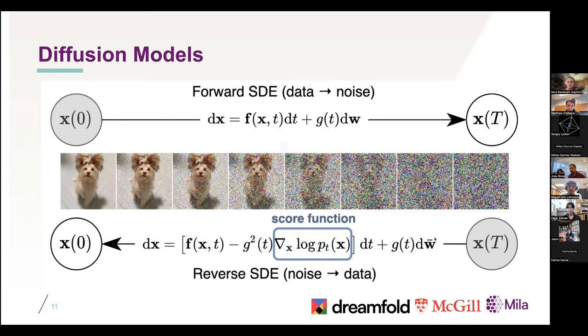And the way we learn it is to say that we want to learn this score function. The score function is the gradient of the log density at time T with respect to the input at time T. If we have access to this score function, we can simulate what's known as the reverse time SDE and take a sample that starts at noise and slowly brings you back to real data. So the learning objective is really to somehow parameterize and learn this.